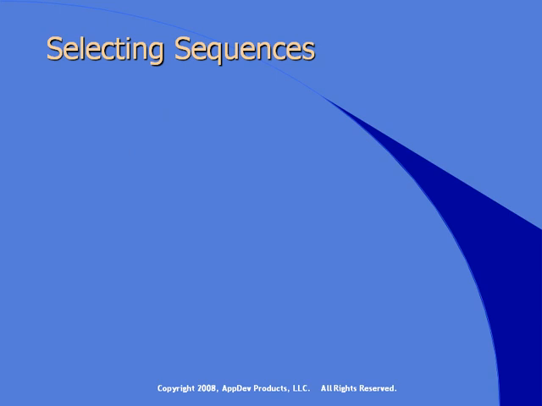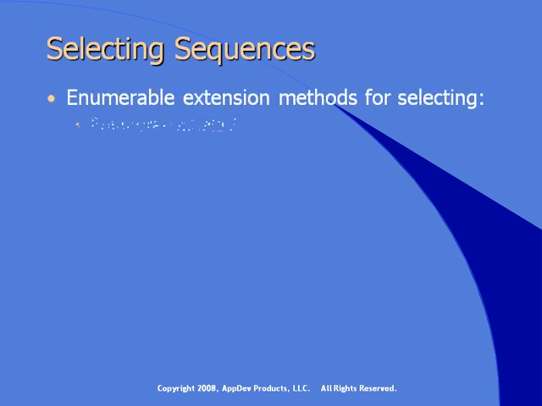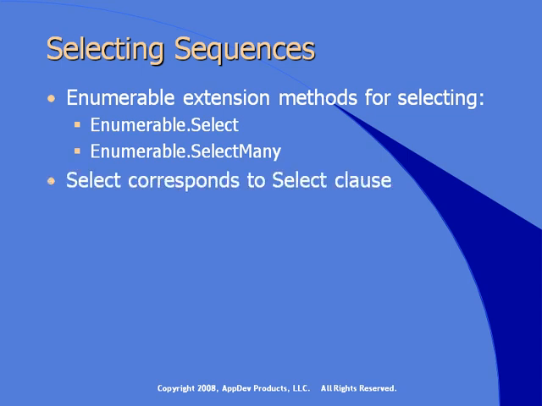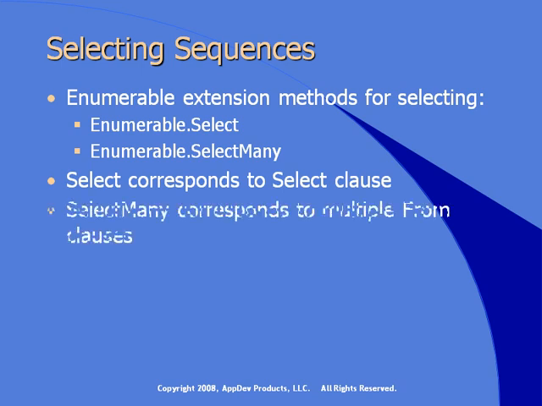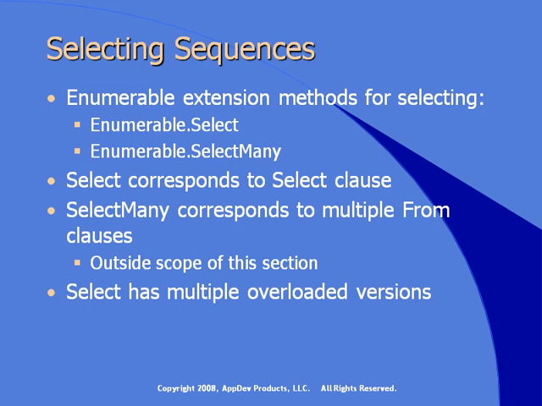The Enumerable class also provides methods that allow you to select sequences. There is the Select method, which you've already seen, and the SelectMany method, which you haven't. The Select method corresponds to the select clause in a LINQ query. The SelectMany method corresponds to multiple from clauses, and it's outside the scope of this section. You'll need to learn about that when you work with real data where you might need to have multiple from clauses. Now, the Select method has multiple overloaded versions.